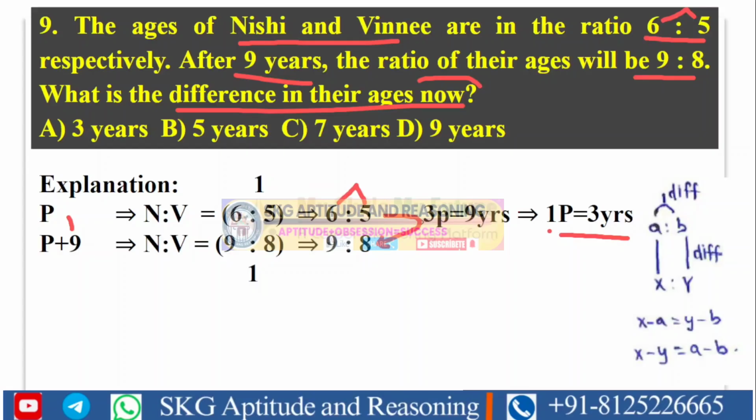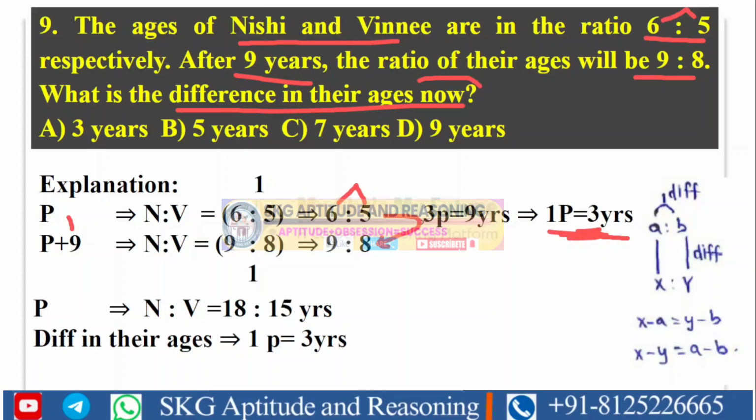So the one part difference will be how much? That is 3 years. So we are getting the answer. Instead, without finding this one also, we get the answer from this point only. If you want to find it in a detailed manner, Nishi's age is 18 years and Vinny's age is 15 years. So the age difference between Nishi and Vinny is 3 years. We'll get the answer here.